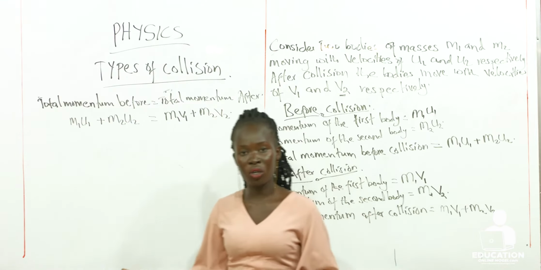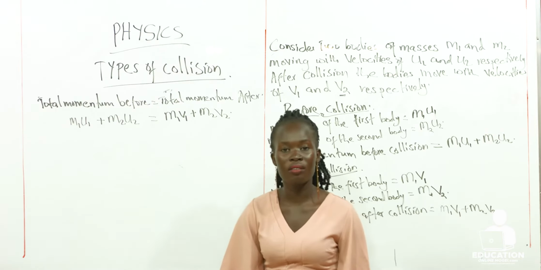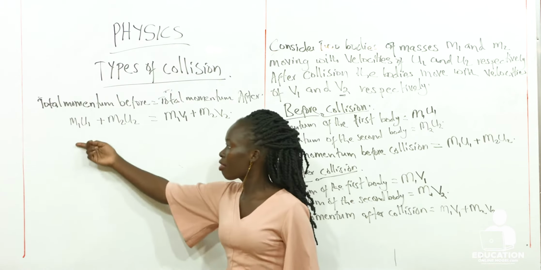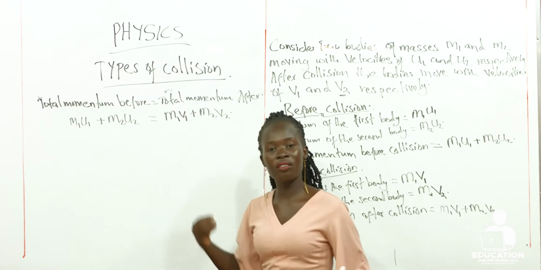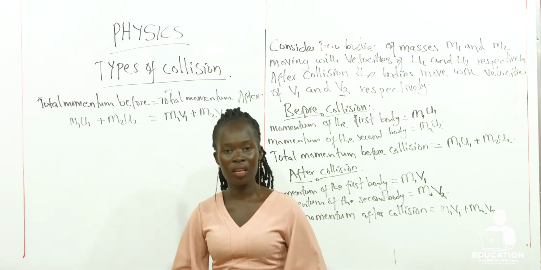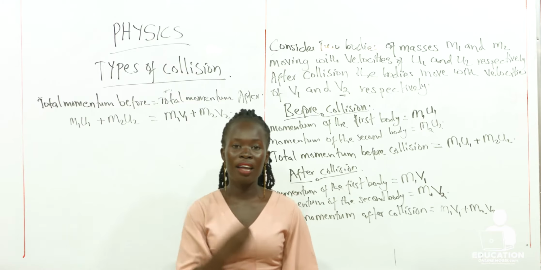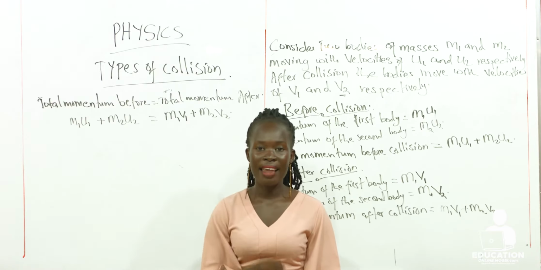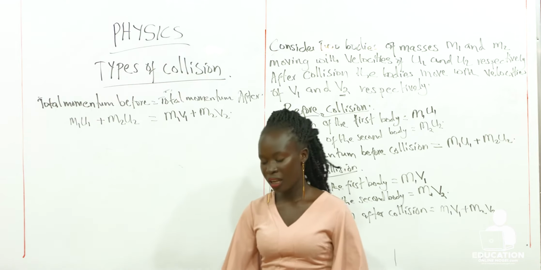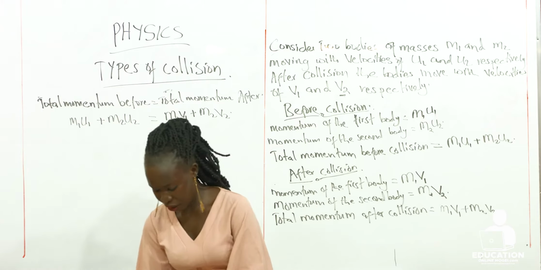elastic collisions. Whenever there is any question that says the two bodies separated after colliding, you apply this formula here. But if we say that they stick together moving with the same velocity, that means the two bodies have undergone an inelastic collision. So you will use that formula of inelastic collision. So let's take a look at this example here.